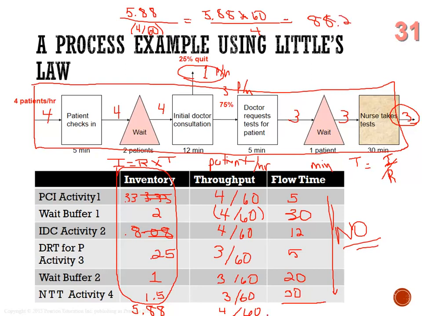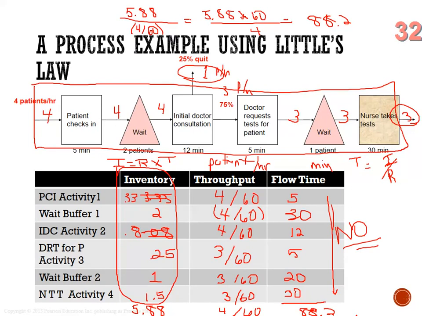So on average, a patient, regardless of what part of the process they go through, takes 88.2 minutes to go through the process. If I were interested in only how long does it take a patient that doesn't require tests, I could add up and say, well, it takes 5 minutes for the patient check-in, it takes 30 minutes to wait, and it takes 12 minutes for the initial doctor consultation. So that takes 35 plus 12 is 47 minutes, right? Okay, and so it takes that patient 47 minutes.